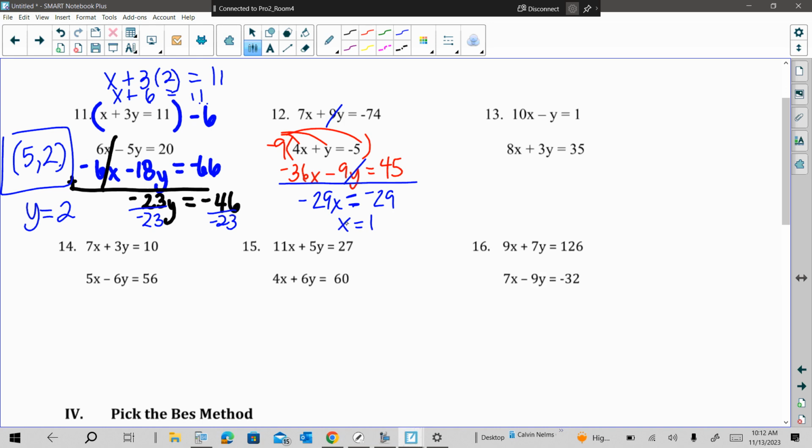So now that I have the x, I can plug it back in. Which one do you want to plug it back into, top or bottom? Yeah, I would do the bottom. Because this will say 4 times 1 plus y equals negative 5. Well, that's just saying 4 plus y equals negative 5. To get the y by itself, you just have to subtract the 4. And when I do that, my y is going to be negative 9.